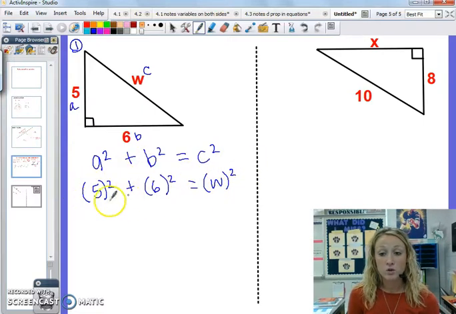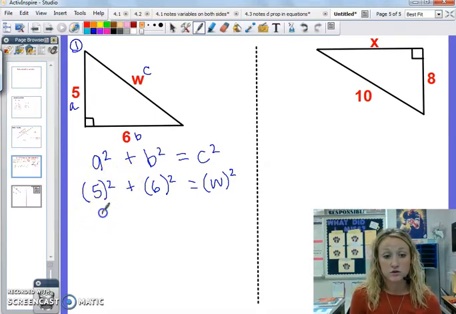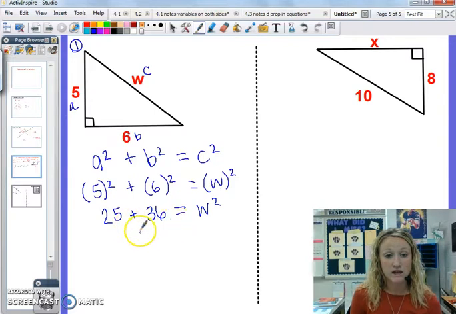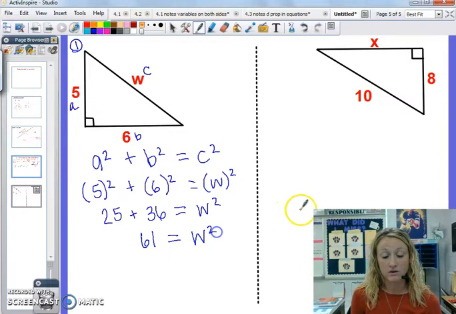Since I'm going with the order of operations, when I combine like terms, I have to do the exponents first. So I have 25 plus 36 equals w squared. Let's add those two together. Get 61 equals w squared.